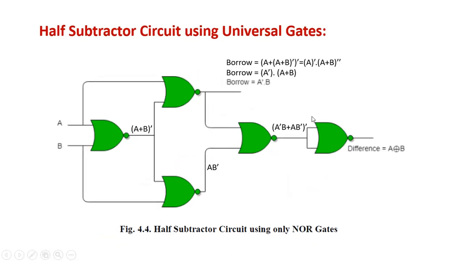Similarly, for using NOR gates only, you will have this circuit. For the XOR gate you require 5 NOR gates, so this much. And if you take out this gate's output, you will get borrow from here. So you will get A bar dot B here. So this is the simplified version.